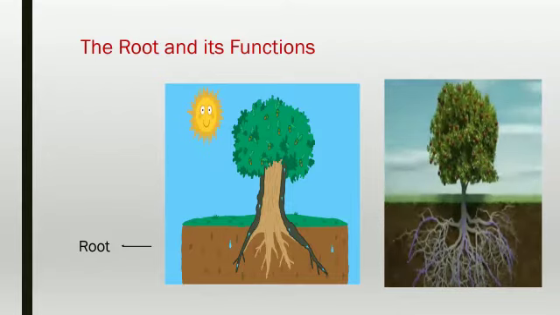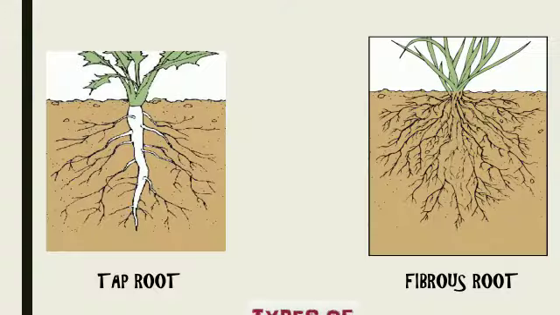Now let's learn the function of each part of the plants. The root and its function. The root holds the plant firmly into the soil and absorbs water from the soil and sends it to various parts of the plant. There are two important kinds of roots, taproot and fibrous root.